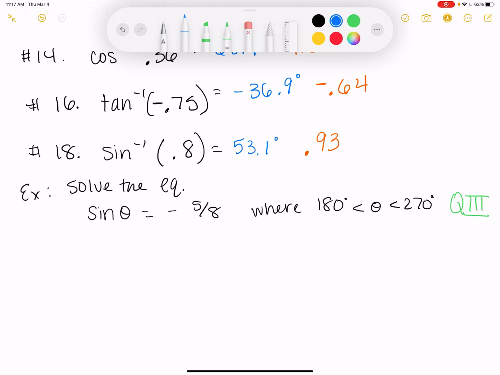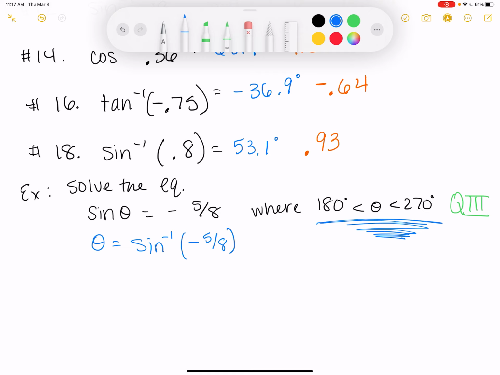So what you're going to do is get rid of sine on this side and get theta by itself. We take the inverse. So theta is equal to the inverse sine of negative 5/8. And in degrees, because this is in degrees. If this is given to you in degrees, it's got to be in degrees. If it was given in radians, switch it to radians. So we put that in parentheses in the calculator to make sure it gets everything.